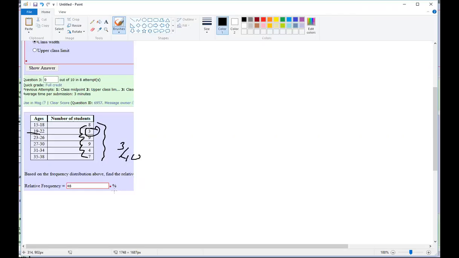And it looks like they're looking for a percentage. And what are they telling us to do for rounding? Round to 1 decimal place. So I'm going to do 3 divided by 40 and round to 1 decimal place. Okay, 48 isn't 1 decimal place.